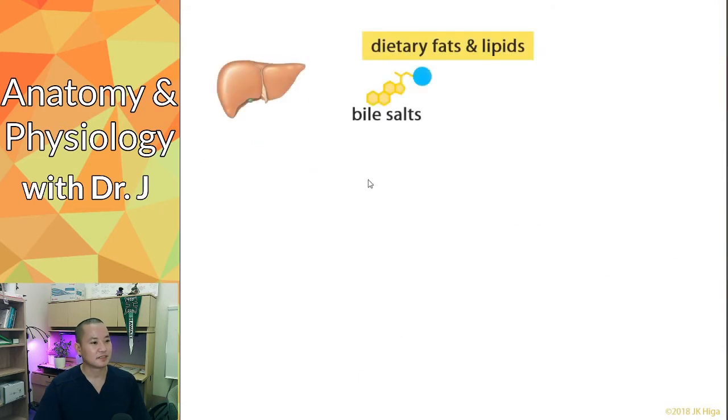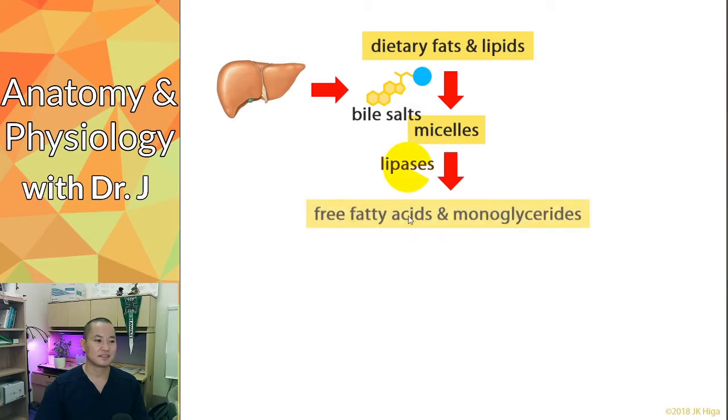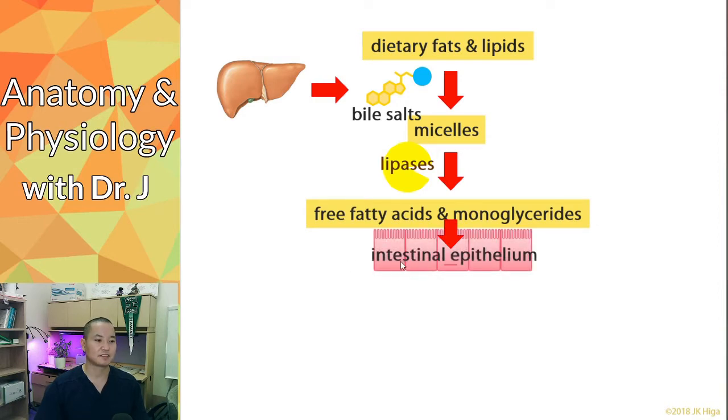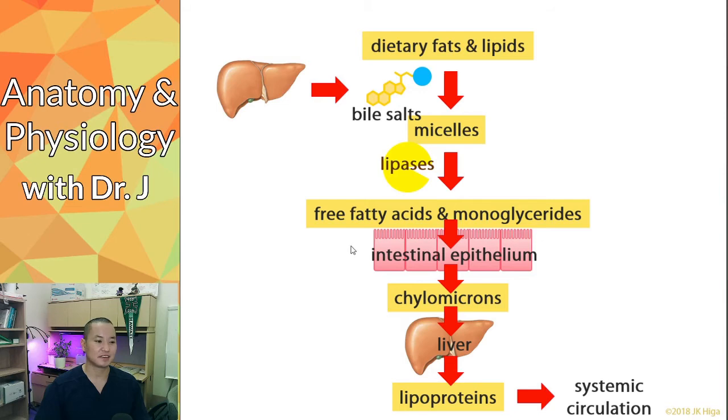And so what we have here: the liver is going to make bile salts. That's going to break up dietary fats into micelles. Lipases are going to break apart the micelles and make free fatty acids and monoglycerides. Your enteroendocrine cells are going to absorb these free fatty acids and monoglycerides and repackage them into chylomicrons. These go back to your liver, which repackages them into lipoproteins. And then these lipoproteins are going to go to the rest of your body.